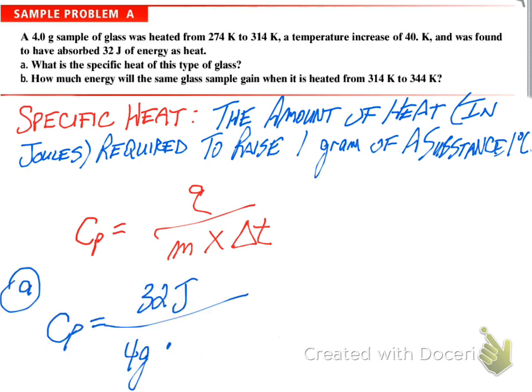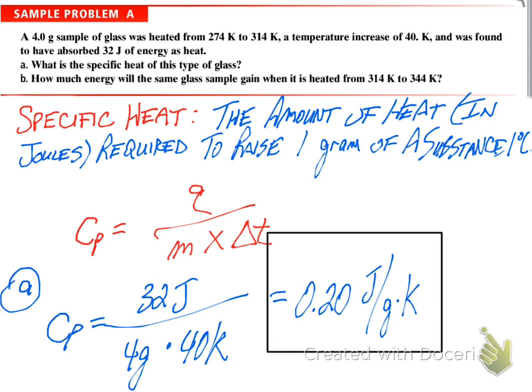In order to solve part A, we just simply plug in what we have here. Cp, the specific heat of this glass, will be the amount of heat that's released, in this case 32 joules, divided by the mass of the sample. This sample of glass is 4 grams, times the temperature change. Our temperature goes from 274 Kelvin to 314 Kelvin. That's a change of 40 Kelvin. You multiply 4 times 40 and divide 32 by that number to get 0.2 joules per gram times degrees Celsius, or excuse me, joules per gram times Kelvin. There is a specific heat that allows you to multiply times degrees Celsius, but we're dealing with Kelvin, so we're going to keep it in Kelvin. All right, so that's the answer to A.